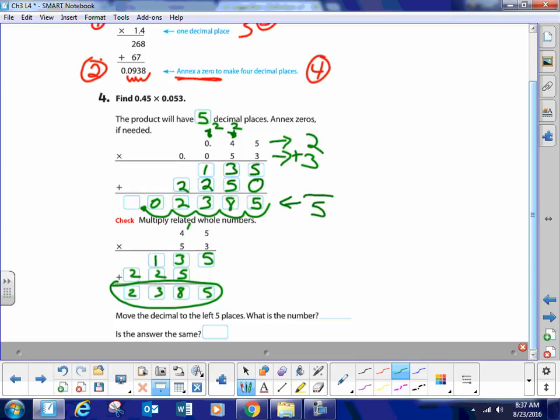Okay, move the decimal place 5 places here. Sure, and that'll be 0.2385. That means we did our multiplication right. Yes, this is the same. Okay, there's nothing wrong with working with it.